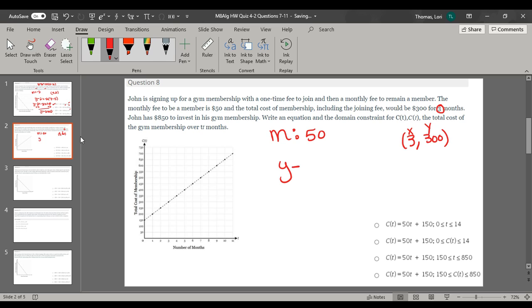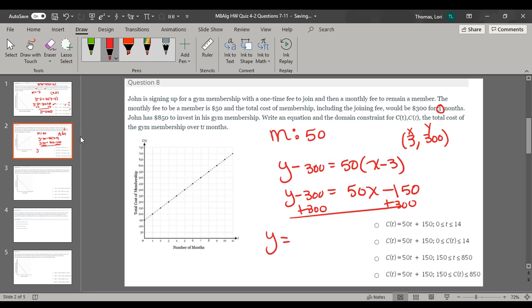So we're going to have Y minus 300 equals our slope times X minus 3. We have Y minus 300 equals 50X minus 150. We're going to add 300 to both sides to put it in slope intercept form. And we have Y equals 50X plus 150. And again, it wants to know our domain restrictions. So that's the number of months. He only has $850. So he's not going to be able to join the gym forever. So it's going to be limited. So he's going to join from month 0 and until he runs out of money.